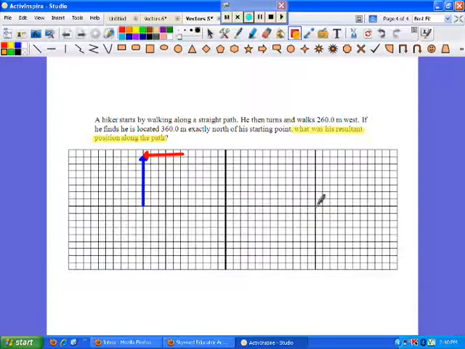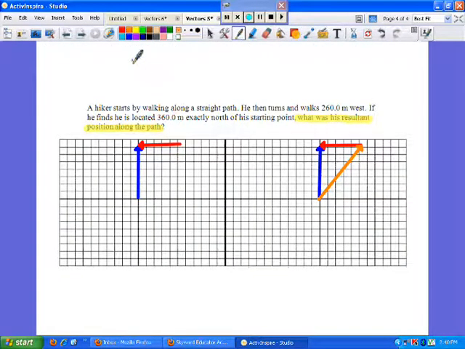So what we're asked to find is where along their path were they before they turned left to make it back to the point where they were directly north of their starting point. And to do that, all we do is connect our two vectors, and we go from the origin to the tail of our second vector that was headed directly west. This gives us the first leg of our hiker's trip.